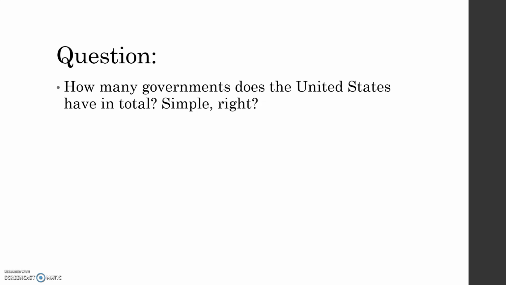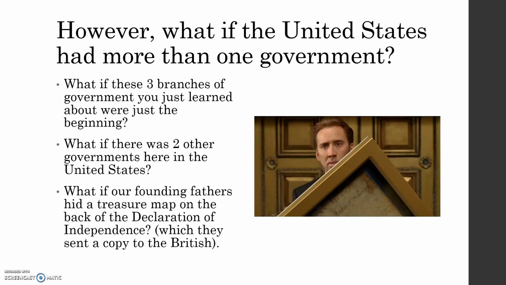Now, my question for you before we started this new unit, it's a simple question. You've learned enough about government now that you should be able to answer this question. How many governments does the United States have in total? It's pretty simple, right? I'll just pretend that you answered it at this point. However, maybe it's not so simple. Maybe these three branches of government that we've been studying is just about the beginning when it comes to our nation. What if I told you that there's two different levels of government that we haven't quite seen yet?